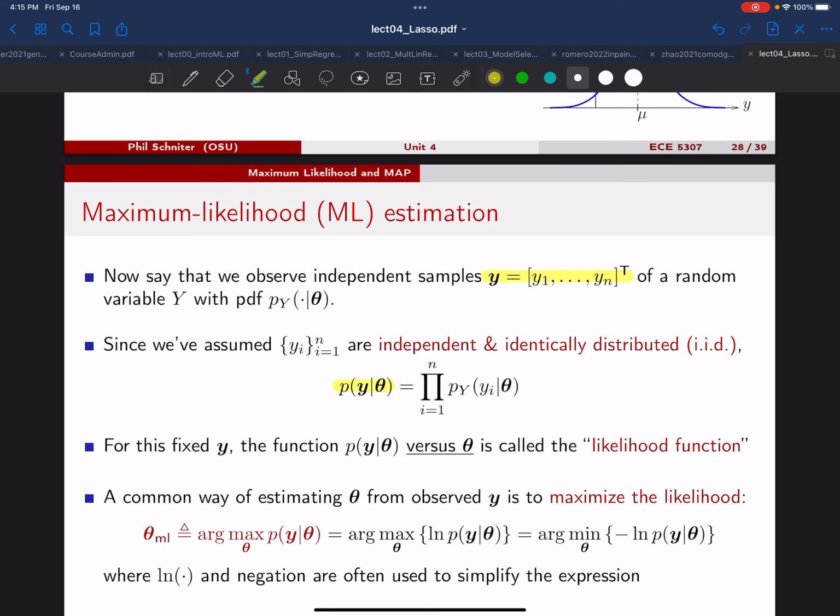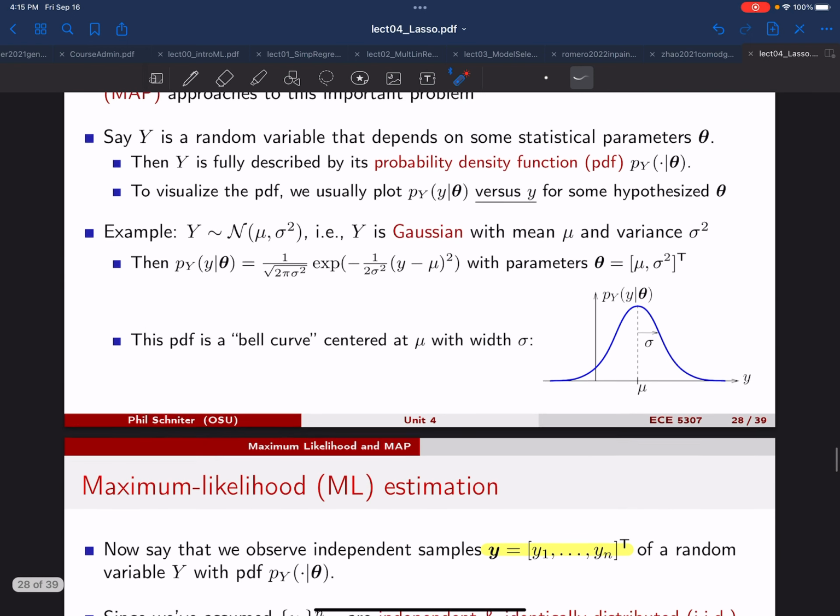The important thing is, when we think about this function in this context, what is the variable that we're adjusting? What's the so-called independent variable here? Theta, right? Y is fixed. Y is our data.